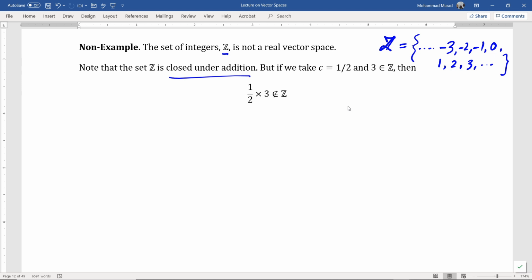But if we take a scalar c as 1/2 and an element 3 from the set Z, then the scalar multiple, the product c times the number 3, is not an integer. It's not in the set Z. So the set Z is not closed under scalar multiplication. So property 6 doesn't hold true for the set Z. So the set of integers Z is not a real vector space.